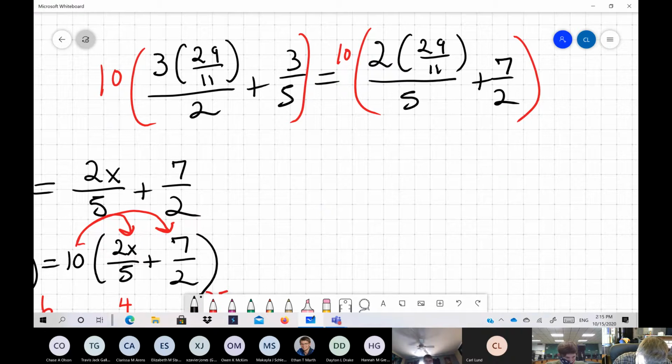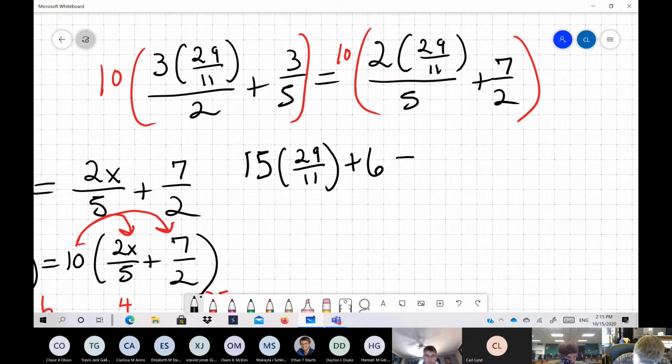And so I'm going to get 15 times 29/11, because 10 times 3 is 30, and 30 divided by 2 is 15, plus 6. 10 times 3 is 30, 30 divided by 5 is 6. And then over here, I should get 4 times 29/11, because 2 times 10 is 20, 20 divided by 5 is 4, plus 70 divided by 2 is 35.